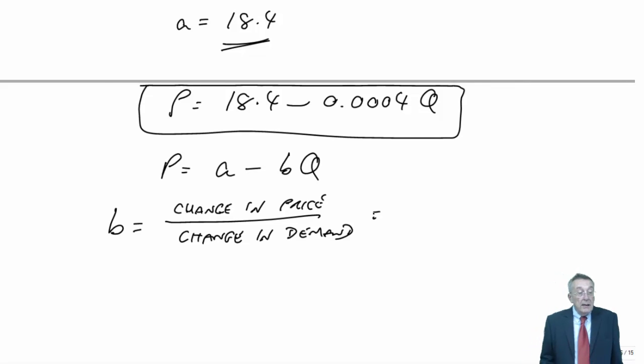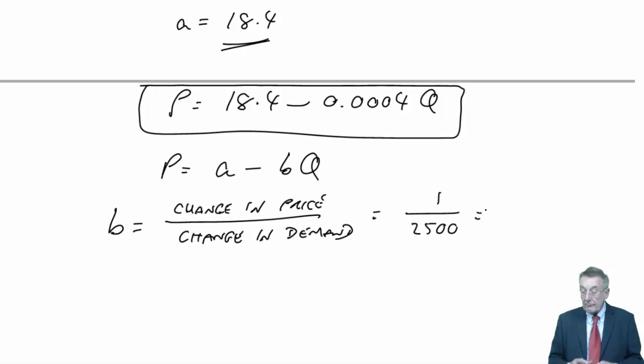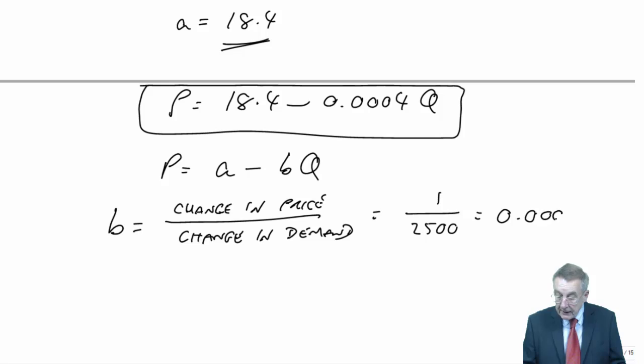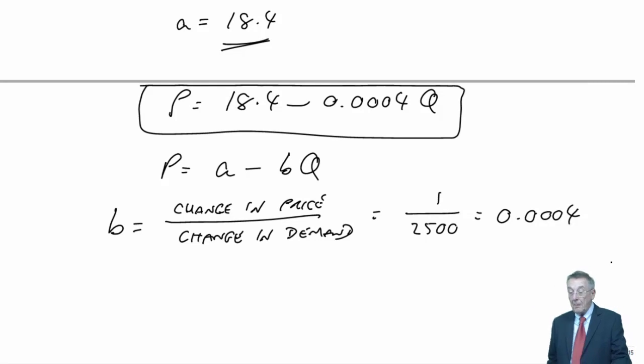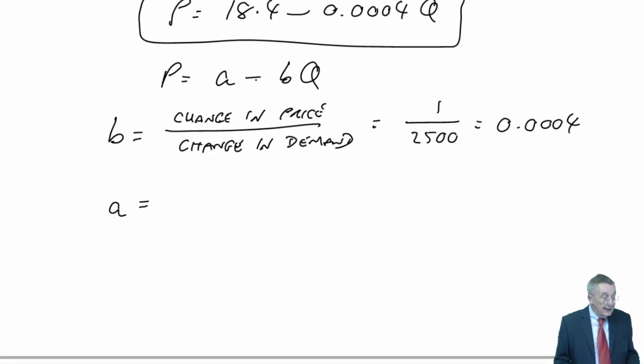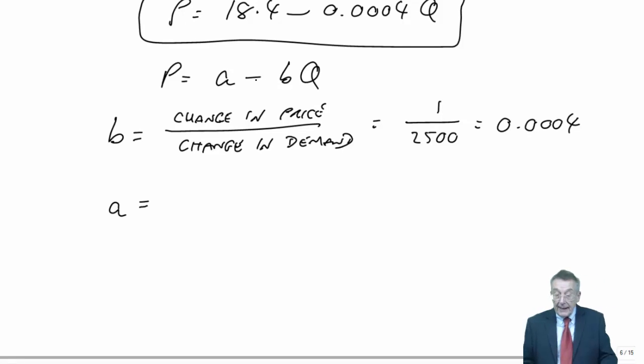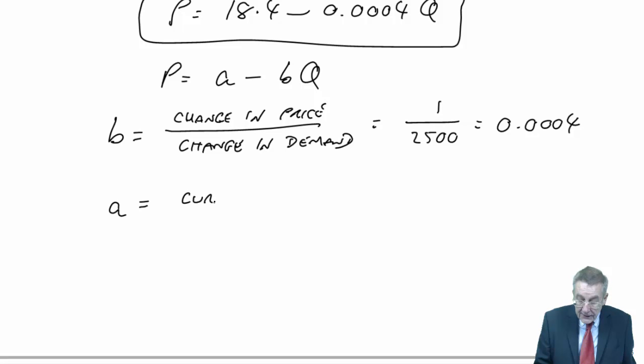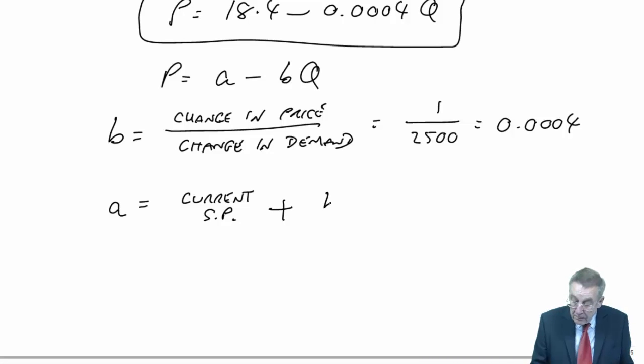And so here it said, for every $1 change in price, the demand changed by 2,500. 1 divided by 2,500 is 0.0004. A, again, I'm only writing down effectively what I just did in my arithmetic, but A is always the current selling price plus B times the current demand.